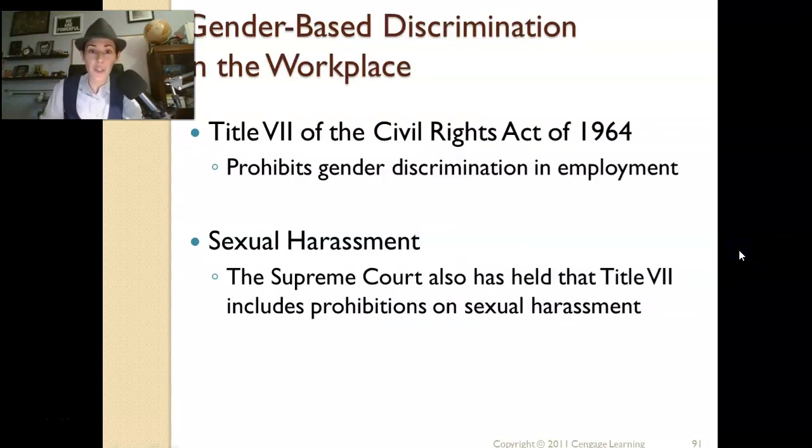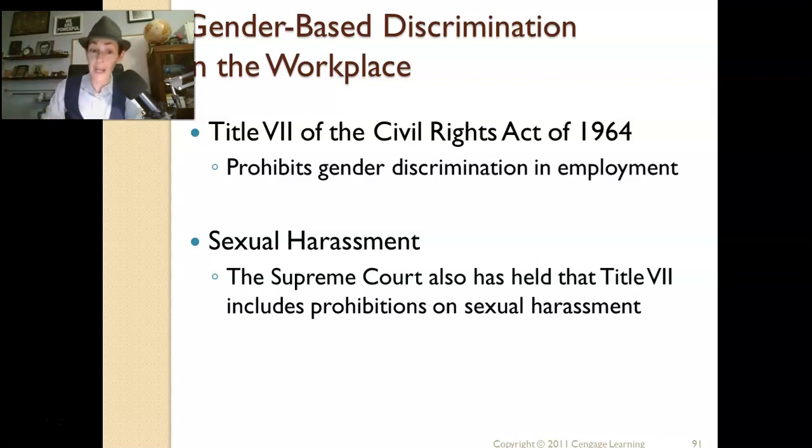So we still do have some gender-based discrimination in the workplace, as I was talking about. But part of the goal to get rid of this started in 1964 in a particular area of the Civil Rights Act. That would be Title VII. This prohibits gender discrimination in employment. But again, you've got to prove intent. That can be tough to prove. The Supreme Court has also held that sexual harassment is prohibited based on Title VII of the Civil Rights Act.